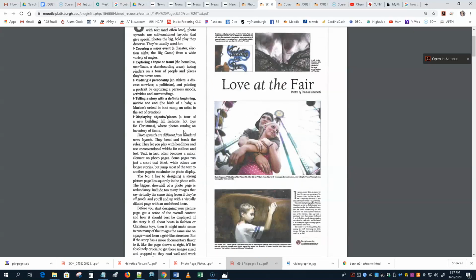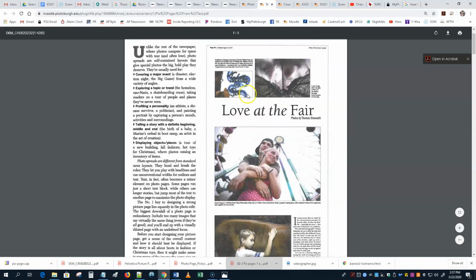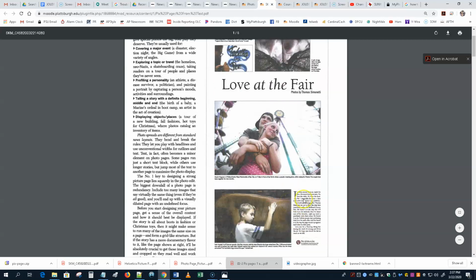This is a good example of a picture page. I really like this one, kind of at the fair, the idea of being in love at the fair. This overall structure: pick a dominant image. Every image has a caption. Play up the name of the photographer a little more than usual, more than just perhaps a photo credit here. There's a little bit of text also, just to put things in context.